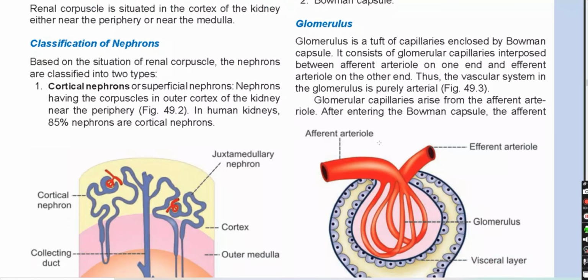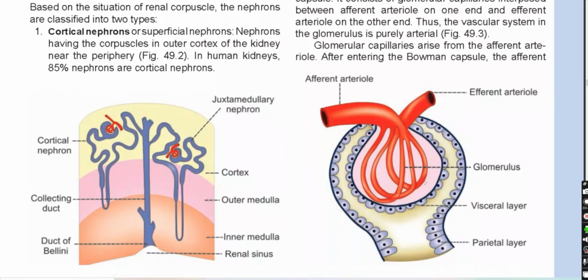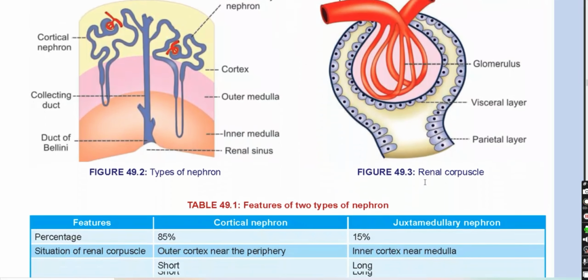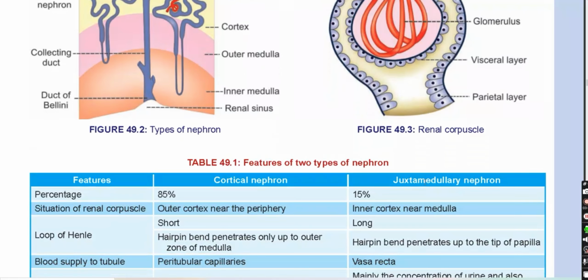The glomerular capillary arises from the afferent arteriole. After entering the Bowman capsule, the afferent arteriole divides into 4 to 5 large capillaries. Each large capillary is subdivided into many small capillaries, and these small capillaries are arranged in irregular loops and form anastomoses. All the smaller capillaries finally reunite to form the efferent arteriole, which leaves the Bowman capsule. Functionally, in the histology, the glomerular capillary is made up of a single layer of endothelial cells attached to the basement membrane.